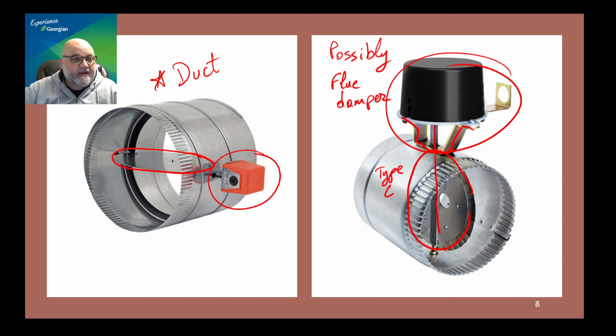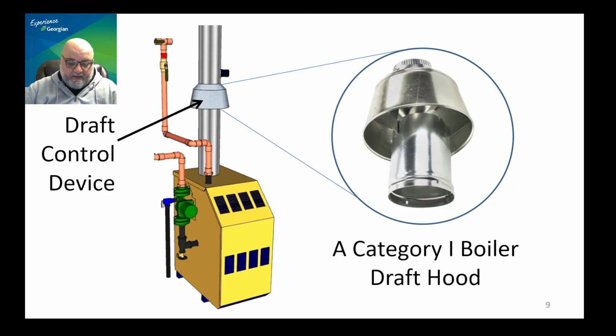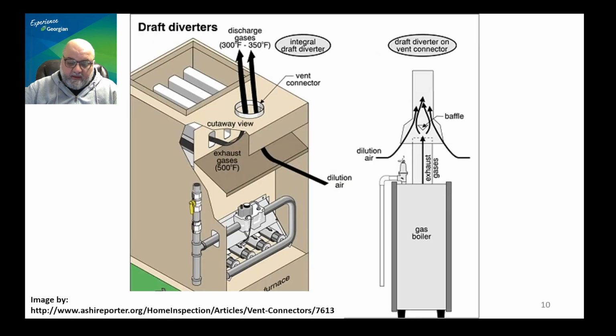Now let's get back to draft control device, and let's talk about dilution air in a bit more detail. So this is a presentation of a category 1 boiler with a draft hood. As you can see, the opening is stationary, right? So there is no increasing or decreasing the opening for the dilution air to go in. You can also see these appliances in the lab.